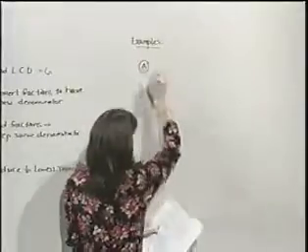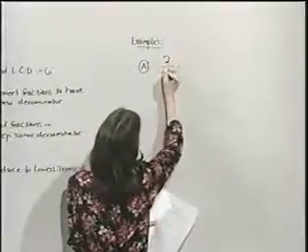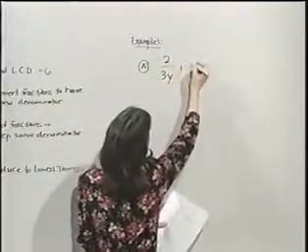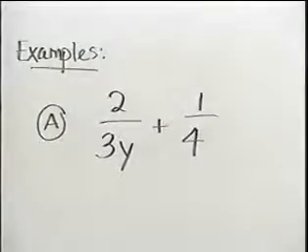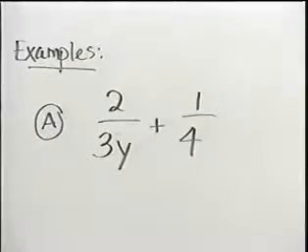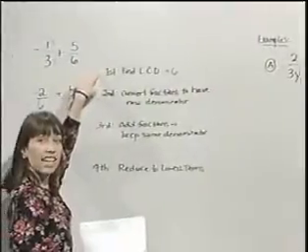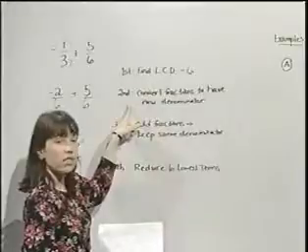So here we go. Example A. Let's take 2 over 3y plus 1/4. Thinking back to what our 4 steps were just a minute ago, the first thing we have to do is find the least common denominator. And then we're going to convert our fractions.